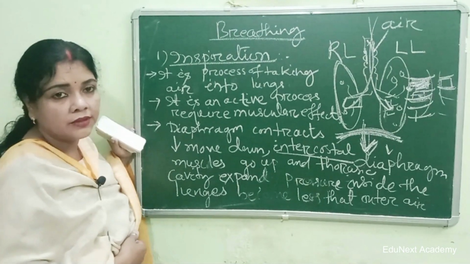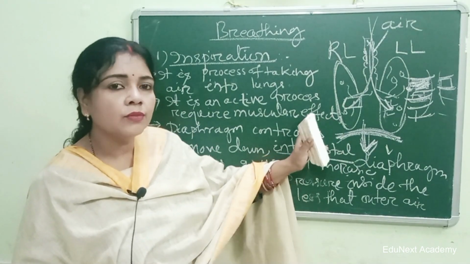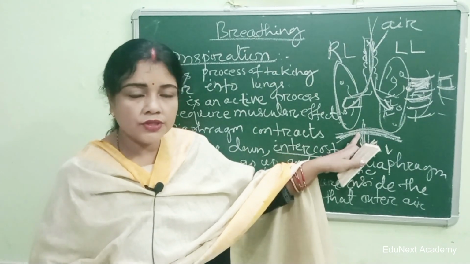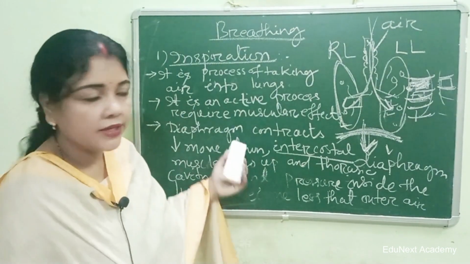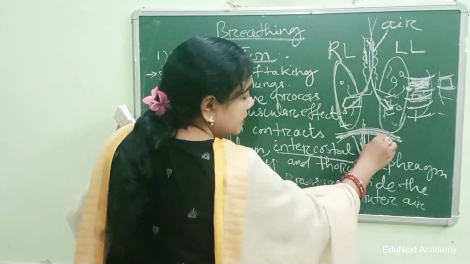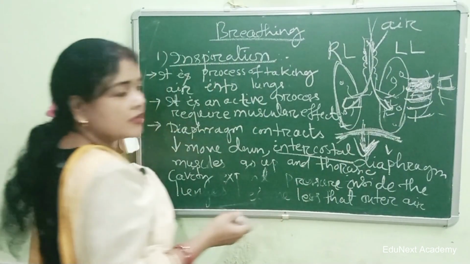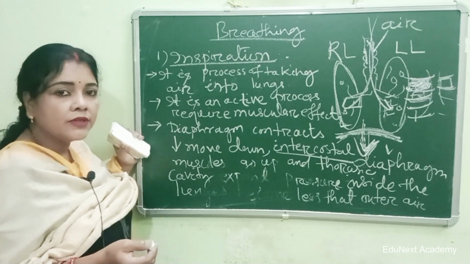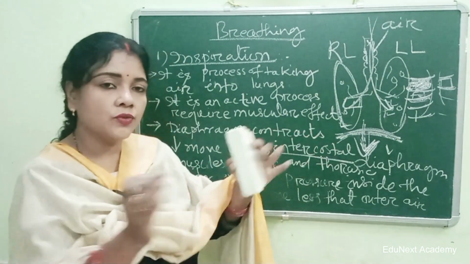It is an active process because it depends upon muscular contraction. During inspiration, our diaphragm, which is a very important muscle present below the lungs and heart, can contract and relax. So during inspiration, what happens? When the diaphragm contracts, at the same time the intercostal muscles present in our rib cage become relaxed. When that happens, our total thoracic cavity becomes expanded and swollen.